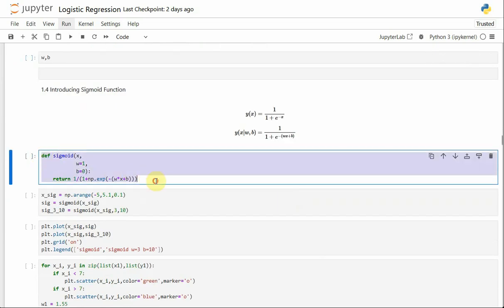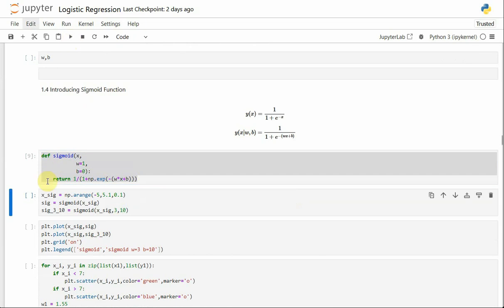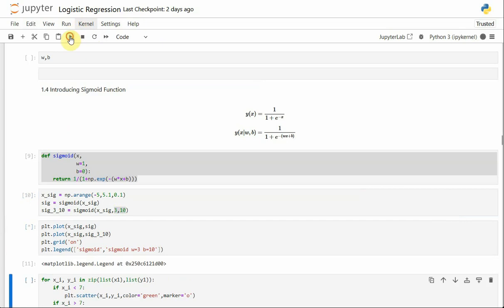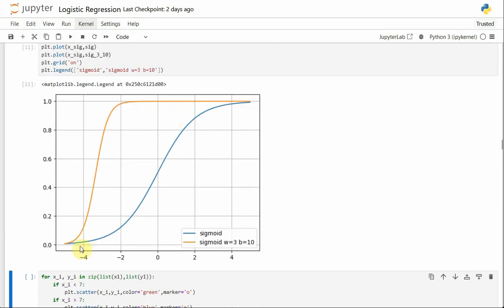Let me introduce a helper function, which implements the sigmoid function computation. And also let me visualize the sigmoid function for different parameters. So first we will take the sigmoid function with default parameters w equal to 1 and b equal to 0. And then we will take values 3 and 10 for w and b respectively. So you see how these curves are different.